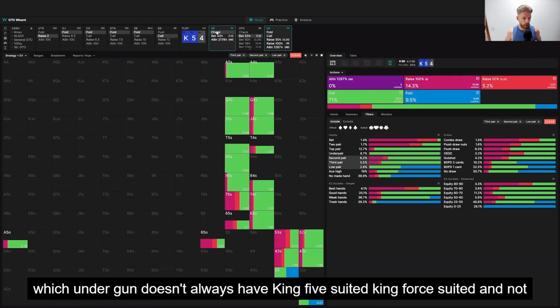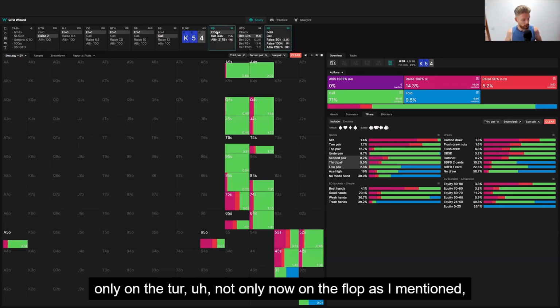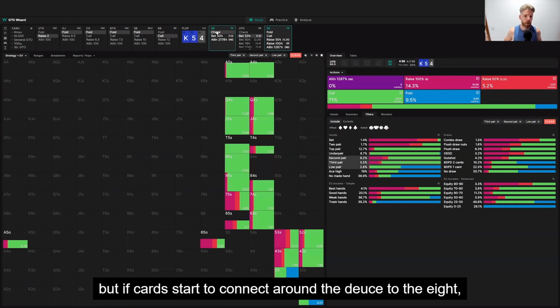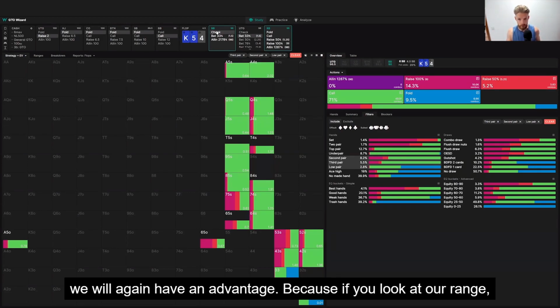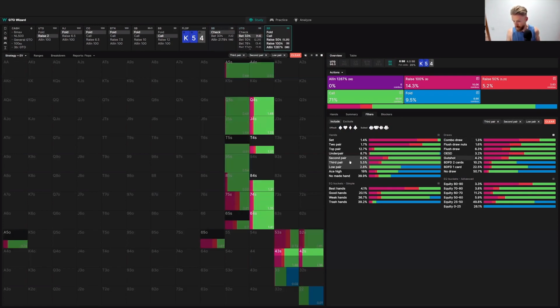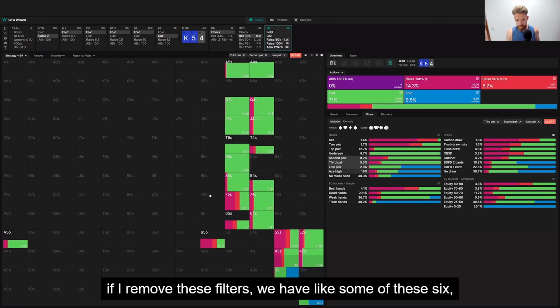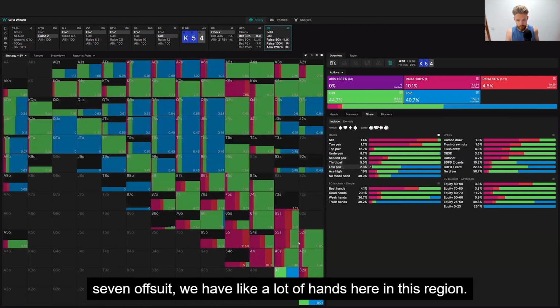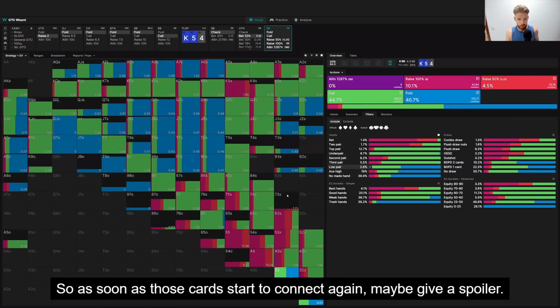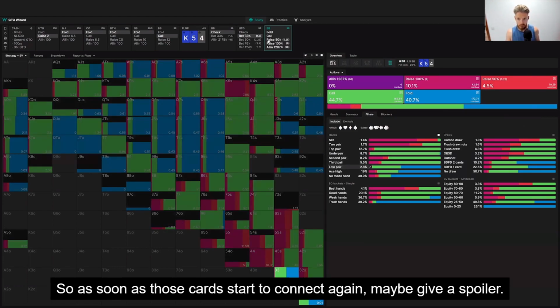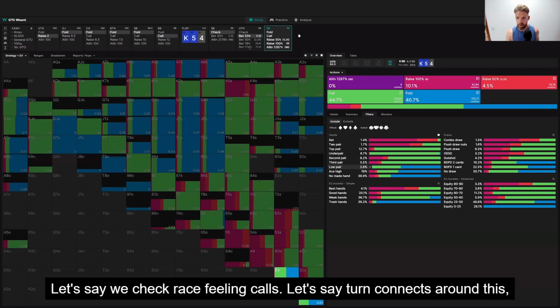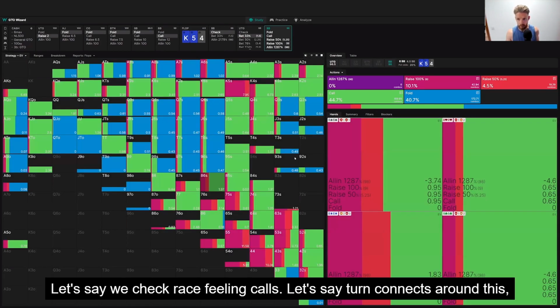And not only now on the flop, as I mentioned, but if cards start to connect around the deuce to the 8, we will again have an advantage, because if you look at our range, if I remove these filters, we have some of these 6-7 offsuit. We have a lot of hands here in this region. So as soon as those cards start to connect, you can maybe give a spoiler. Let's say we check raise, villain calls, and let's say the turn connects around this area.